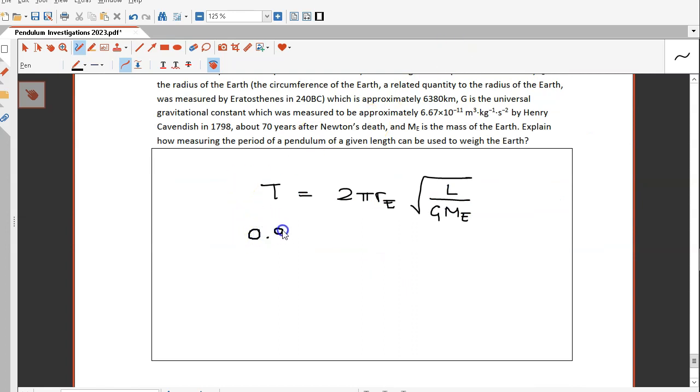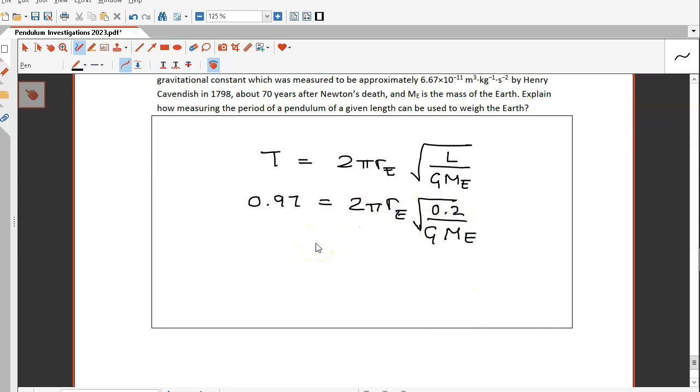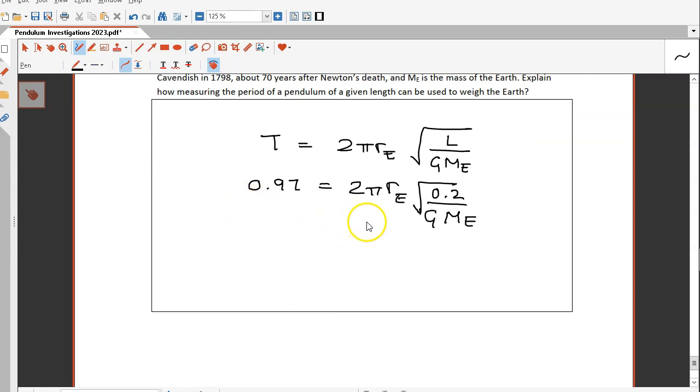So 0.97 seconds is equal to 2 pi times the radius of the Earth times the square root of the length of the pendulum, which is 0.2, divided by g. G is a number here, the universal gravitational constant, and it's given 6.67 times 10 to the minus 11 times the mass of the Earth. So we can actually solve this equation for the mass of the Earth.